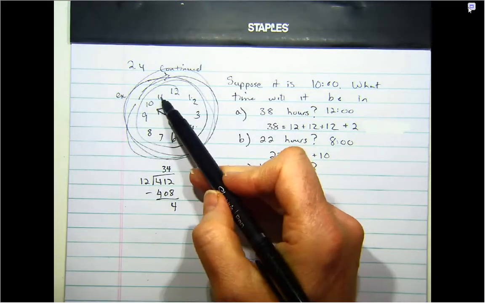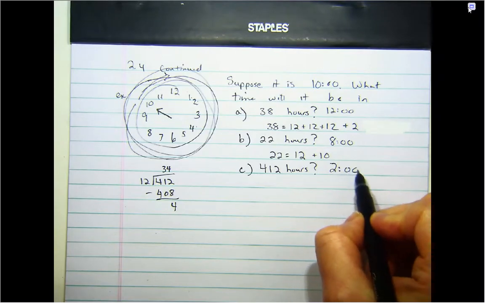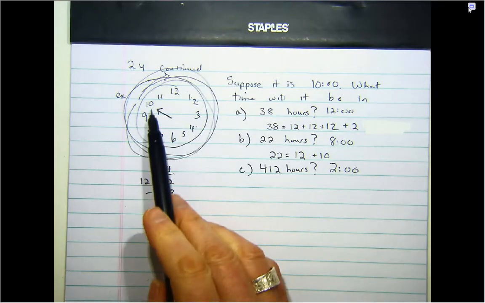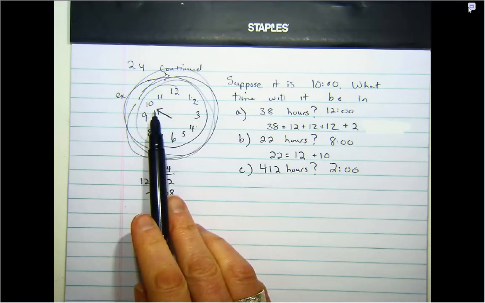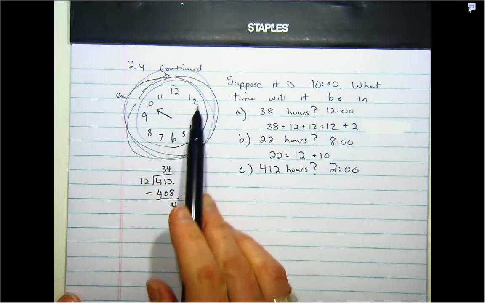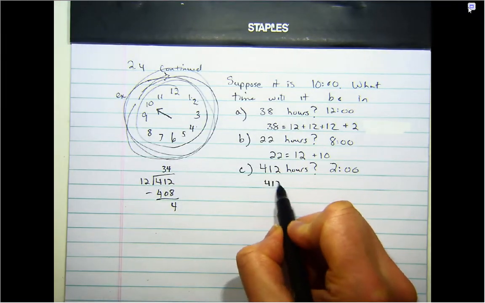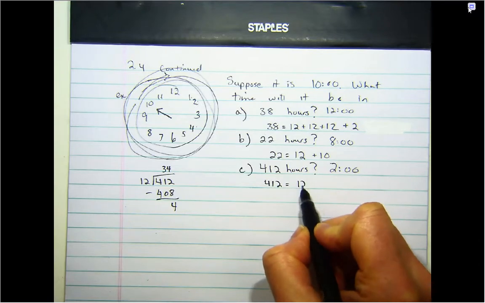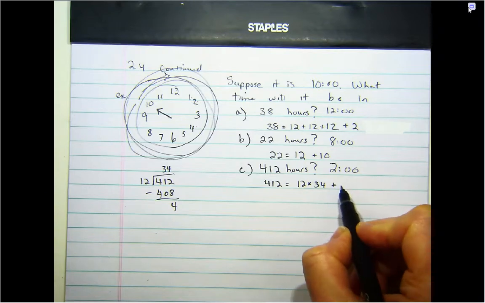So we're going to go 1, 2, 3, 4 more hours to 2 o'clock. So we're at 10. We keep going around the clock, multiples of 12 hours, so we keep landing back at 10. Then when we take away all the 12-hour multiples that we can, we still have 4 hours left. So 1, 2, 3, 4 to 2 o'clock. So 412 is 12 times 34 plus 4.